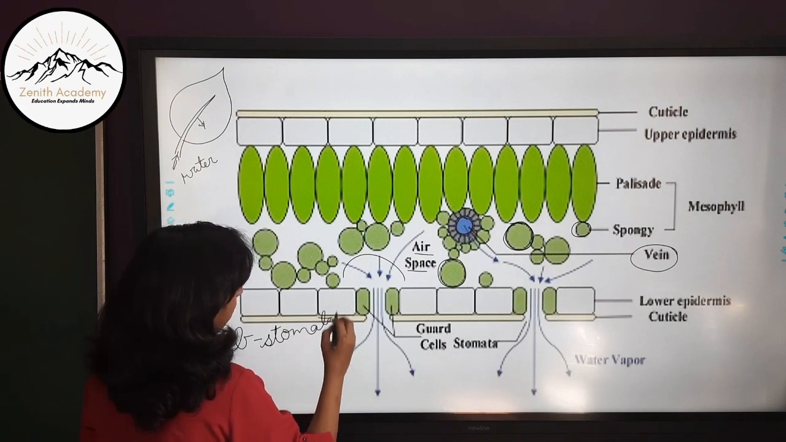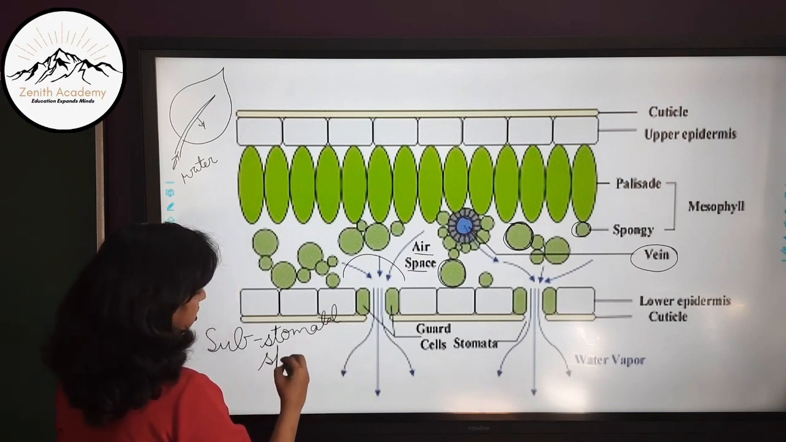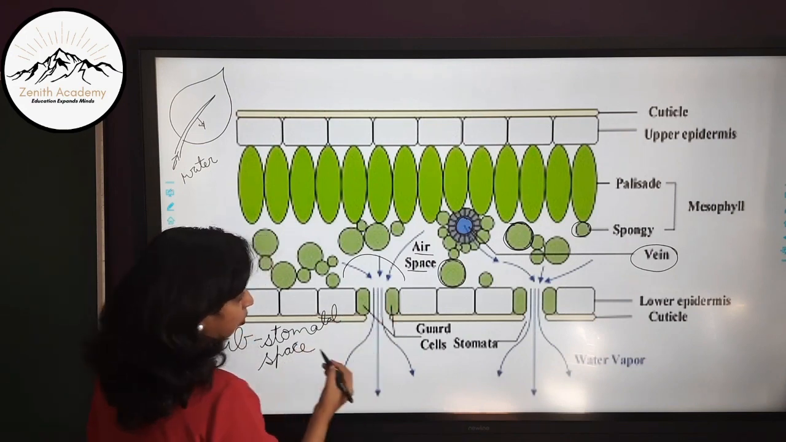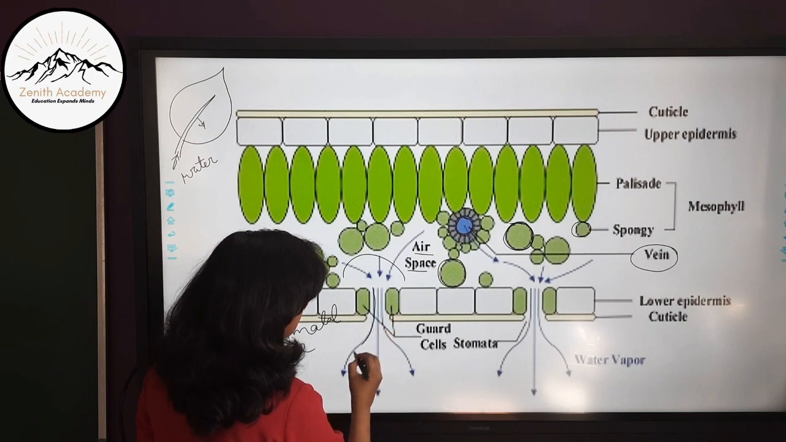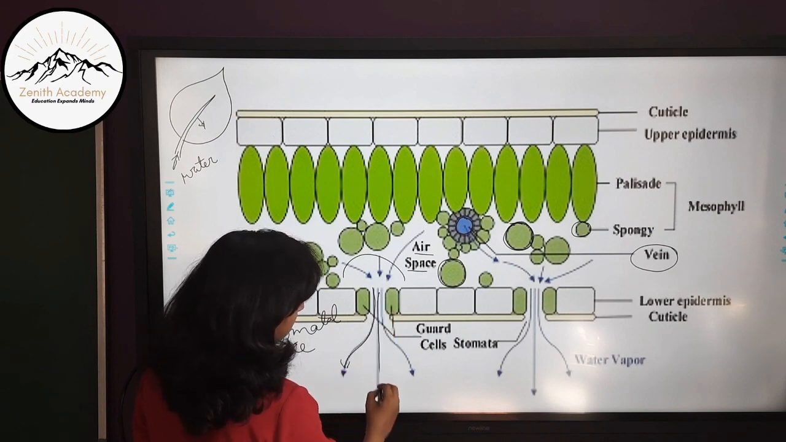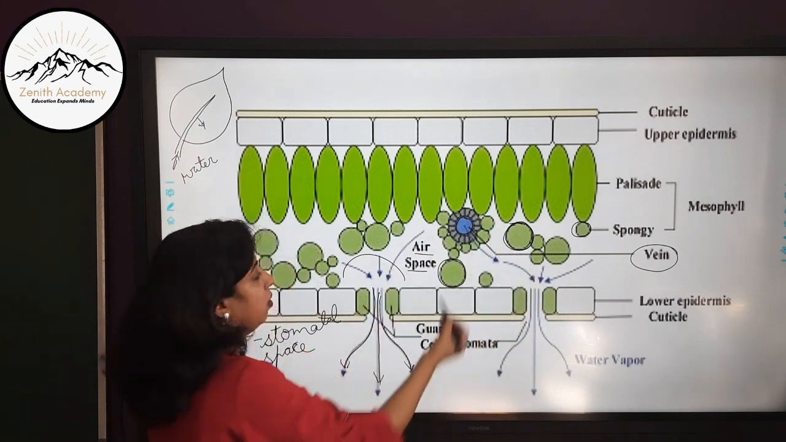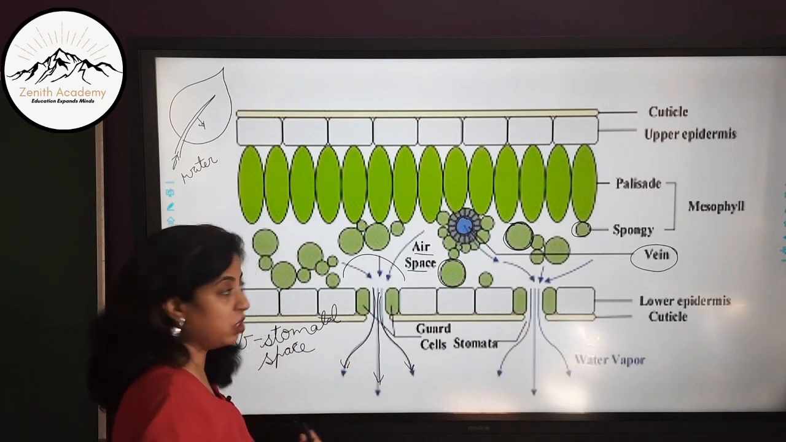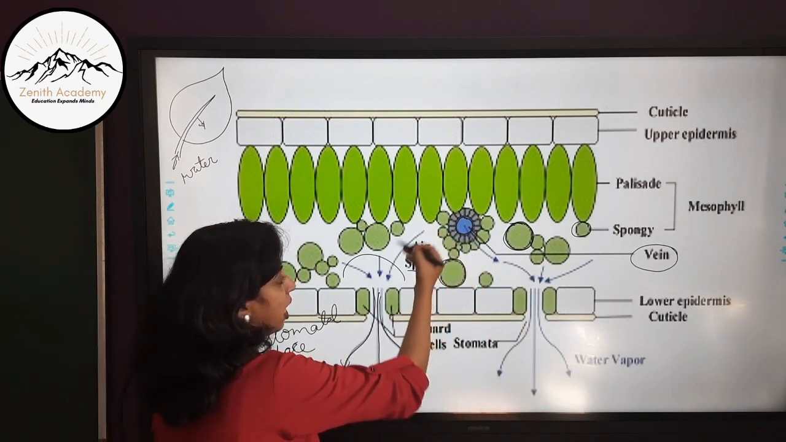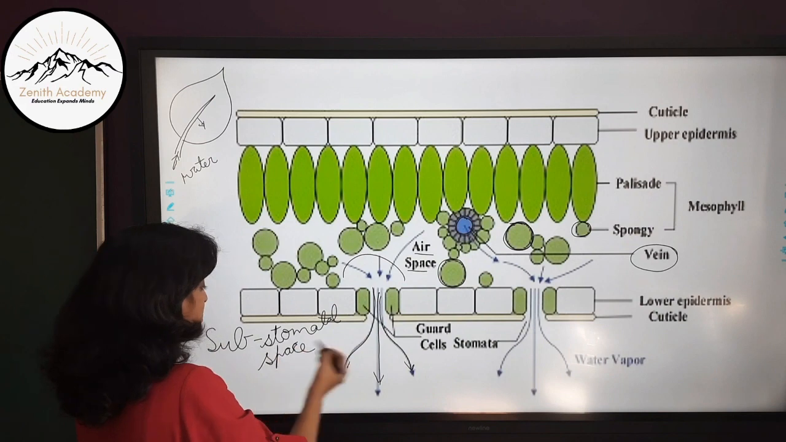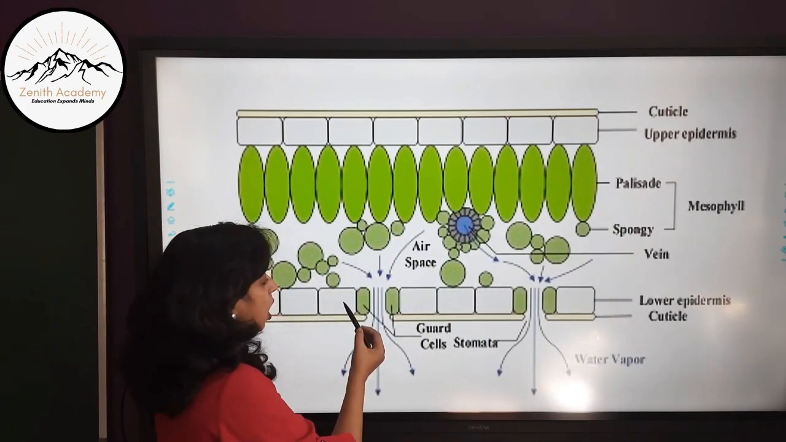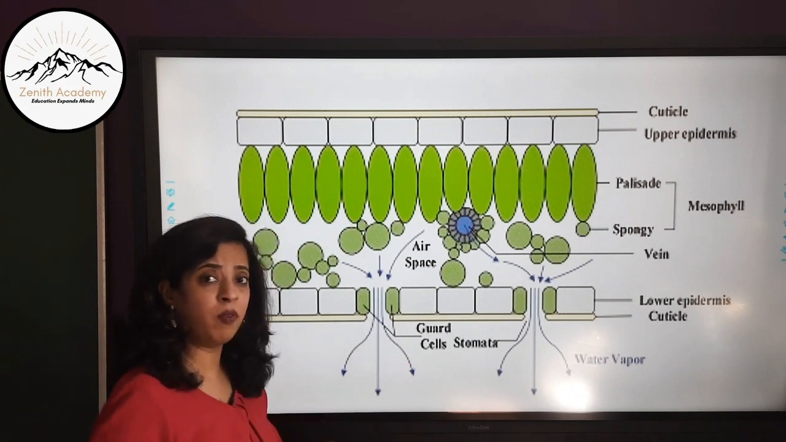Substomatal space. Now, through this substomatal space, it goes out. The stomata is open and the water is pushed out in the form of vapor. Now, all the movement of this water vapor is through the process known as diffusion. So, the water vapor diffuses to the air spaces, then it diffuses to the substomatal space and then leaves out from the guard cells. So, now we should know how these guard cells of the stoma work.